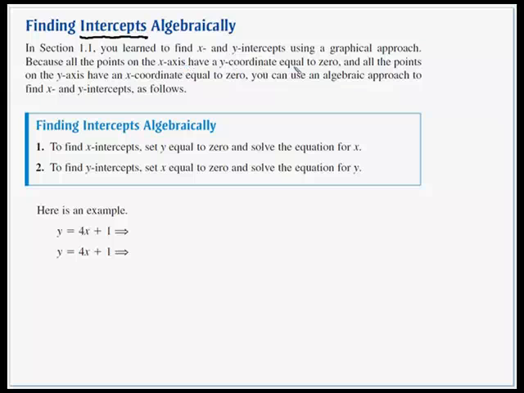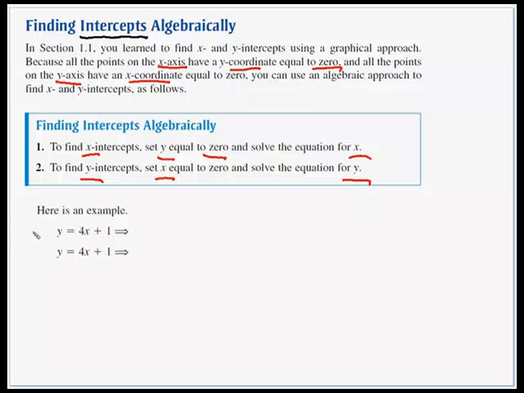Because all the points on the x-axis have a y-coordinate equal to 0, and all the points on the y-axis have an x-coordinate equal to 0, we can use an algebraic approach to find these x and y axes, or intercepts. So to find these algebraically, to find the x-intercept, you set y equal to 0, and then solve for x. To find the y-intercept, you set x equal to 0, and solve for y.